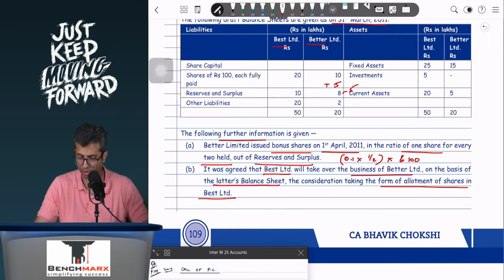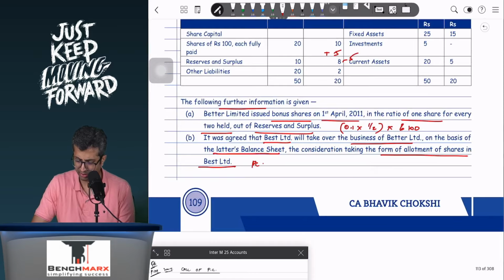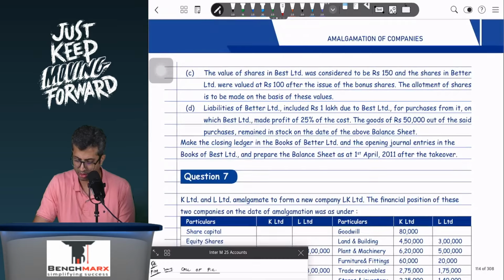So you will take over the business. It was agreed that Best will take over the business of Better on the basis of the latter's, that means Better's balance sheet, the consideration being in the form of allotment of shares in Best. So this is PC, and PC will be discharged in the form of shares. That is about it. The value of the shares in Best was considered to be 150 and shares in Better were valued at 100 after the issue of bonus shares. The allotment of shares would be made on the basis of these values.